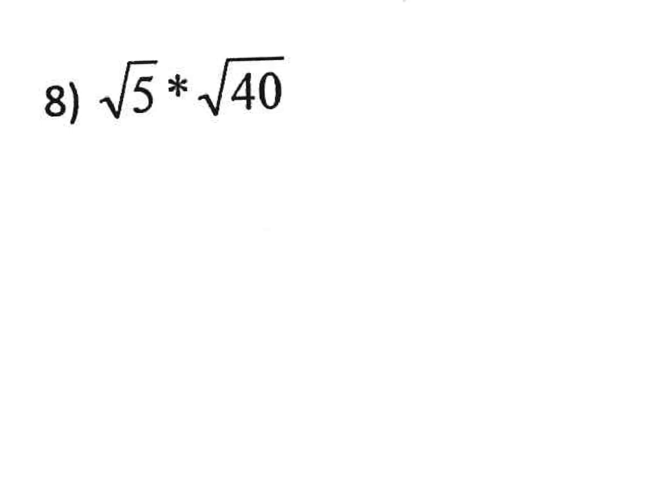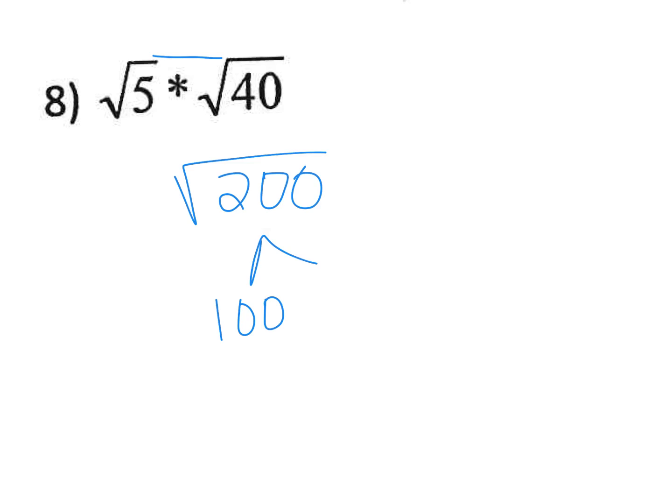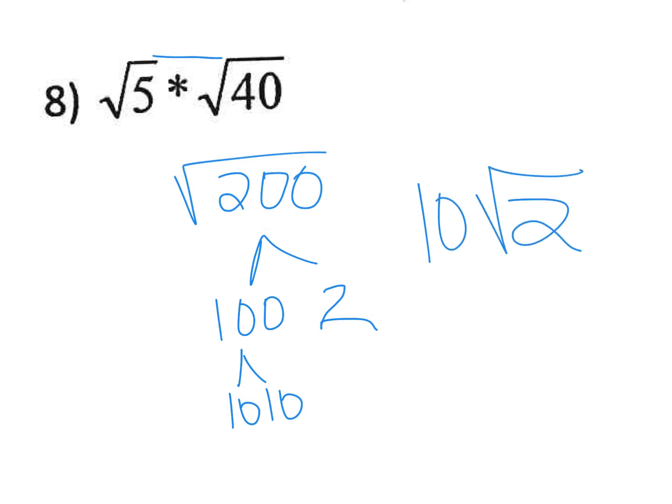All right, when we are multiplying radicals, we can just go ahead and multiply straight across. So 5 times 40 is 200, and that's going to stay inside of the radical, but we're going to break it down. So I'm going to say 100 times 2 because 100 is a perfect square. So I know that a pair of 10s are going to come out of that. So I'm looking at 10 radical 2.